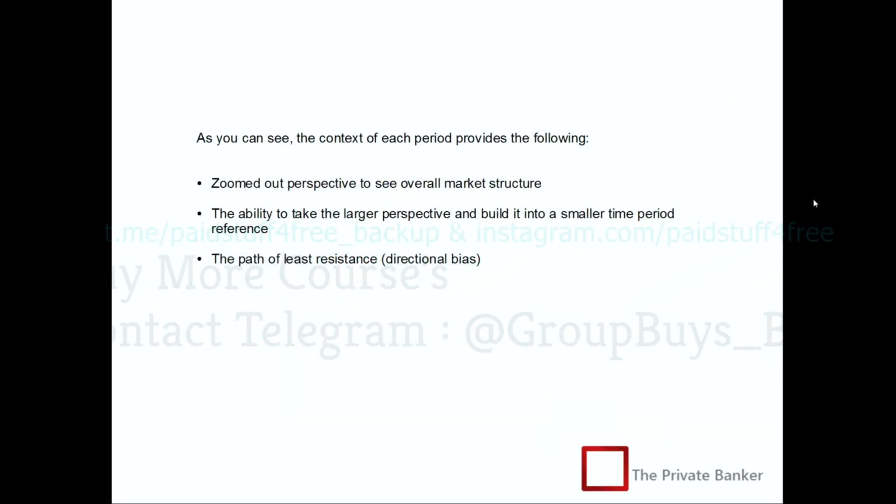So as you can see, the context in each period provides us with the following. So as I've said before, it provides us with that zoomed out perspective to see the overall market structure. It provides us the ability to take the larger perspective and build it into a smaller time period reference. And of course, it provides us with the path of least resistance, in turn giving us a directional bias in terms of intraday or swing trading.